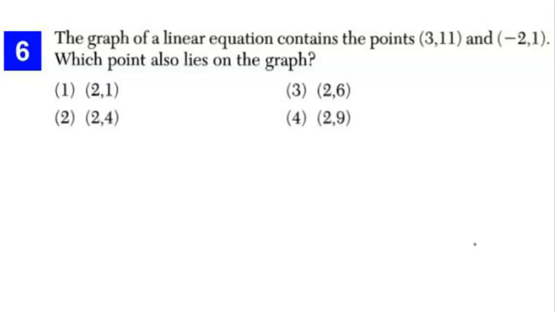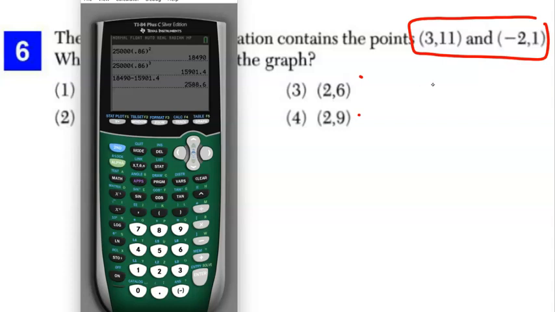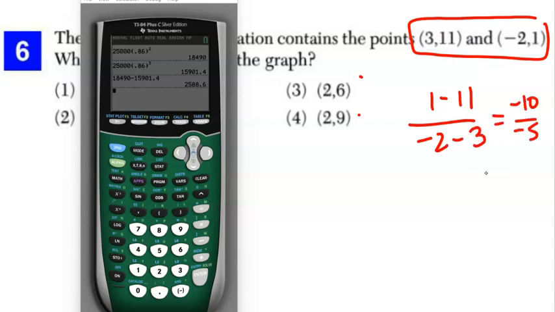Question number 6 asks you which linear equation contains both of these points and one of these other points. The fastest way, I feel, to do this one would be to use the calculator. We could do it by hand and find the slope ourselves: 1 minus 11 and -2 minus 3, giving us -10 over -5. So it has a slope of 2, but then we'd have to know what that b value is in order to see if those other numbers would fit, which we could certainly do using the point-slope formula here.